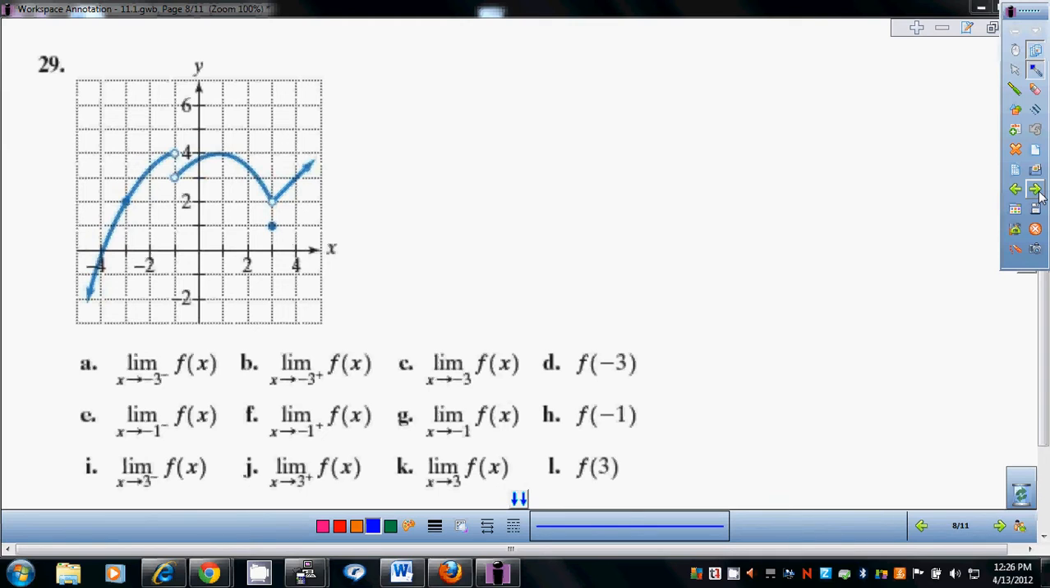Emily, what's H going to be? Is there a dot anywhere? Nope, so it doesn't exist. Yeah. Does not exist. D and E. That's what I would write. I.